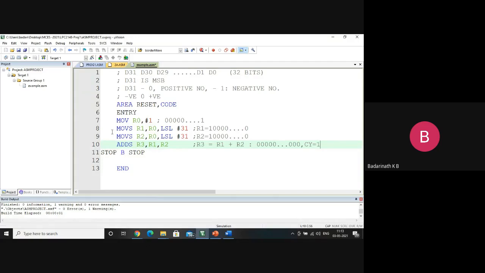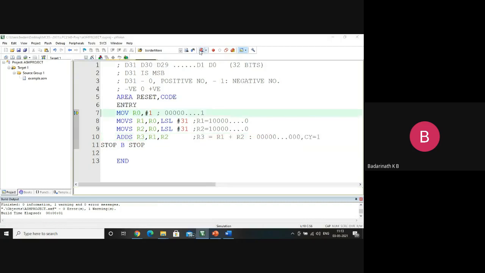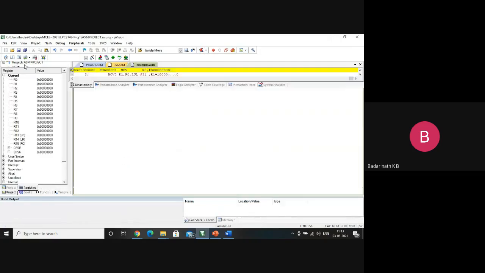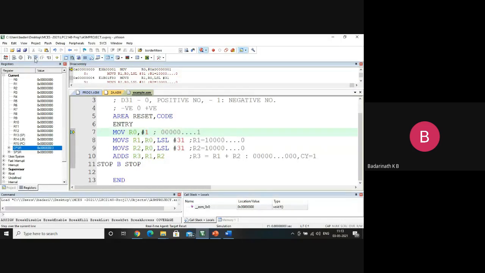The last bit of the number, whenever you add, if there is a bit coming out of that addition, that is called a carry, as you studied in computer organization. Let's verify now whether that is reflected in the program or not. So now I'll execute this program step by step.